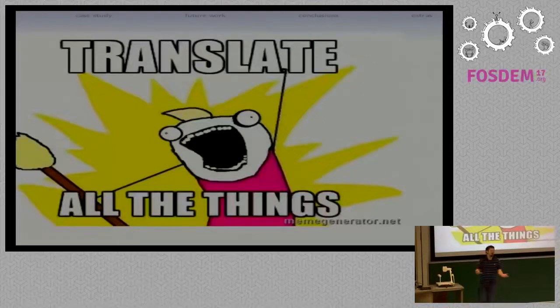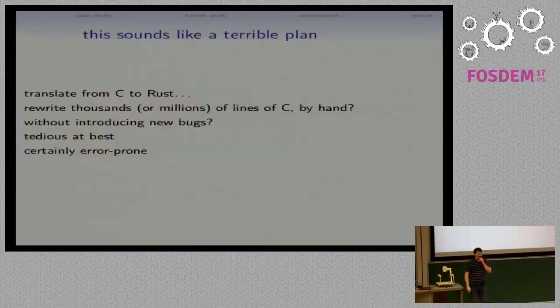So maybe what we should do is translate everything that's in C. This is clearly a great language. Let's just rewrite everything in Rust. Except if you start actually thinking about it, maybe this is not such a great plan. So in small projects, we've got maybe thousands of lines of C, ranging up to bigger projects with millions of lines of C.